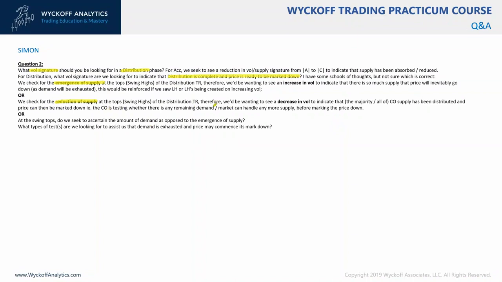and price is marked down. Okay, or at the swing tops, do we seek a certain amount of demand as opposed to the emergent supply? That would assist us in showing that demand is exhausted and price may commence to be marked down. Both of these scenarios right here are possible.